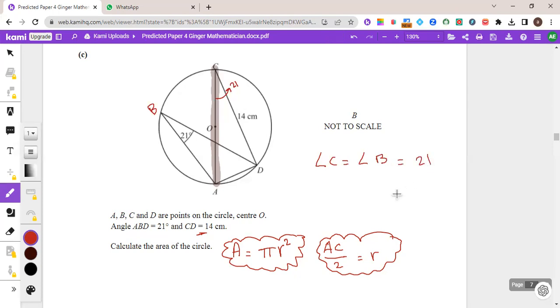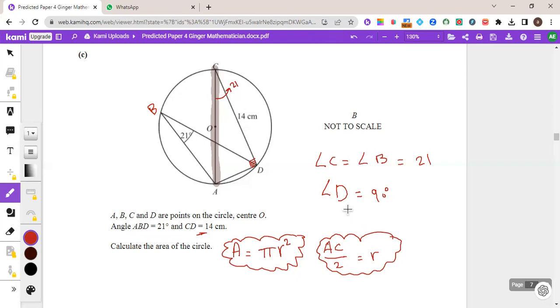And then what is the measure of angle D? Angle D is a right angle, because it's drawn in a semicircle. So angle D equals 90 degrees. And what is the reason? It's drawn in a semicircle.